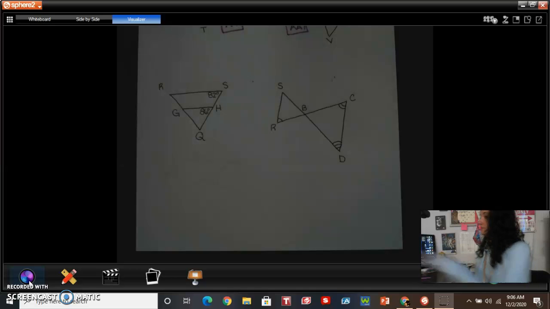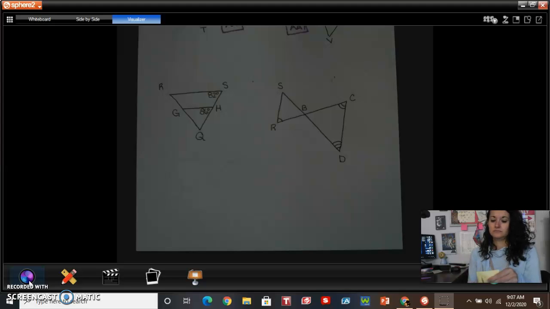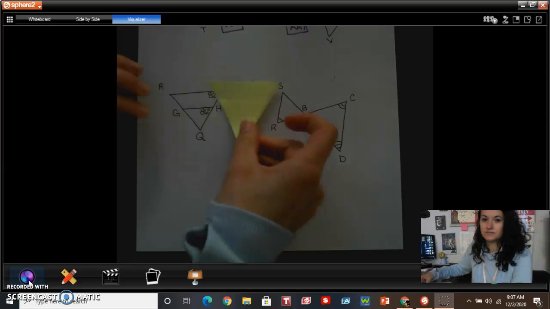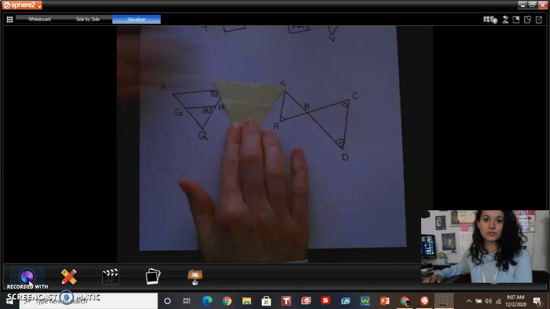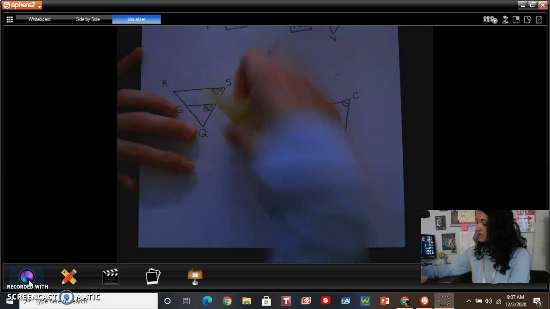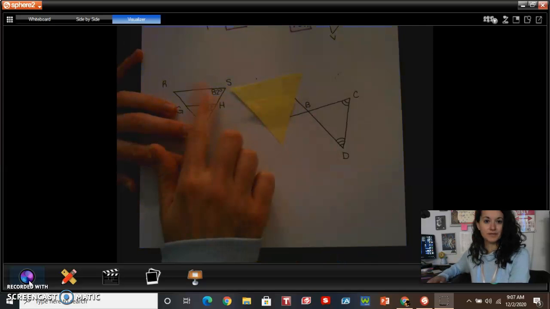See if I can do it. Scissors. It's craft day. All right, so we have two triangles going on. Okay, it looks a little something like this, right? And what it is, it's a big triangle with a little triangle on top of it. That is what's happening right here in this problem, okay?